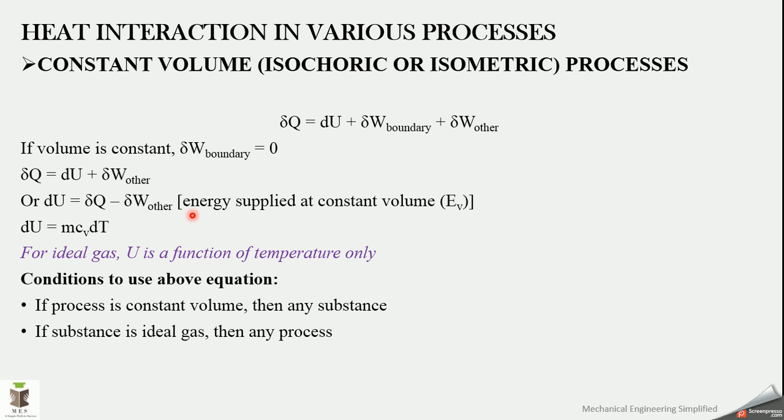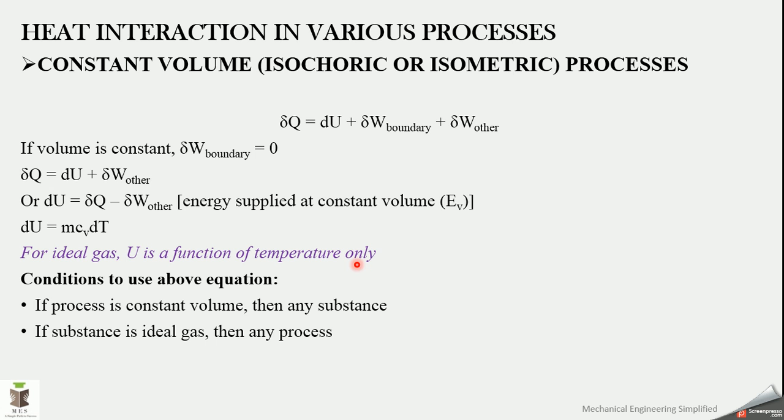Okay, and by the definition we have seen, we will get that dU is equal to m Cv dT. And for ideal gas, U is a function of temperature only. How is this? For the time being, you just note it that for ideal gas U is a function of temperature only. When we talk about the thermodynamic relations in the later part of this course, at that time we will prove all these things, that U is a function of temperature only for ideal gases.